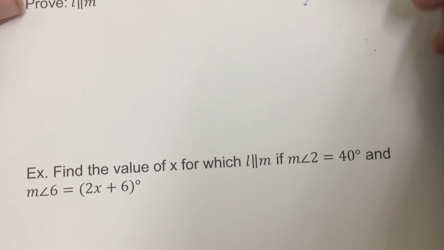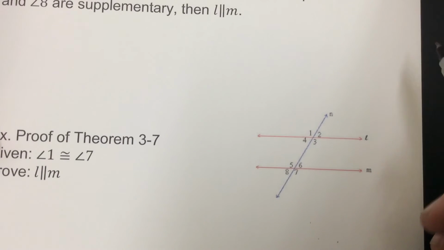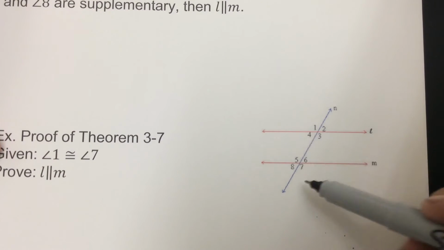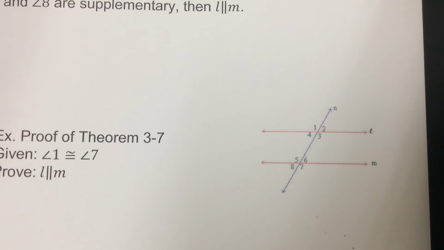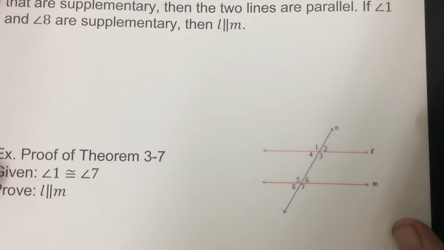So 1 and 7 here, if those two, I'm still on the screen, sorry. So 1 and 7, if those two are congruent, then we know that the lines L and M are parallel.